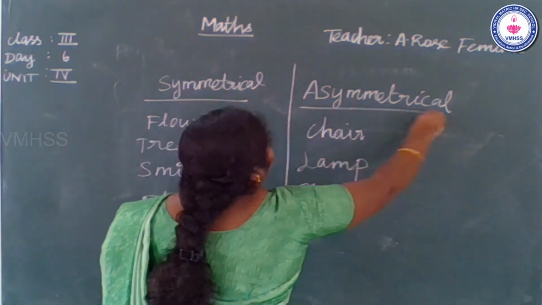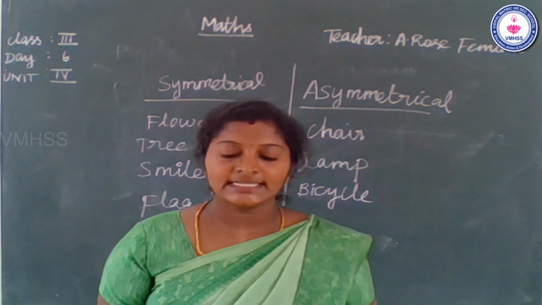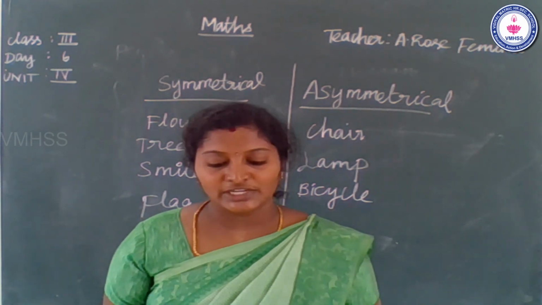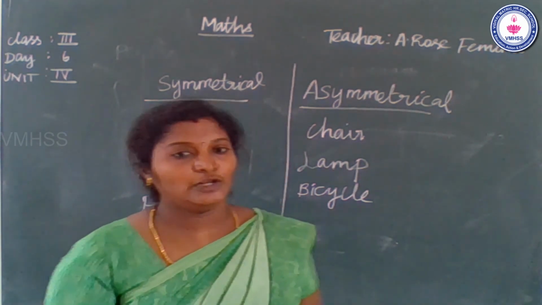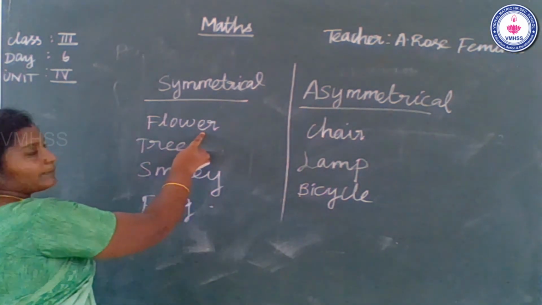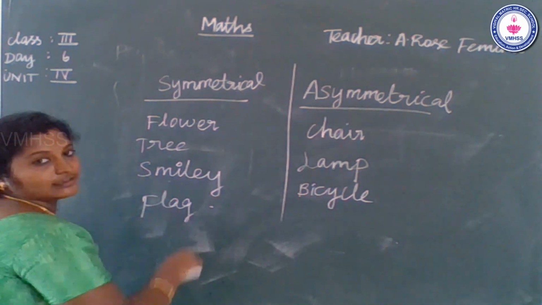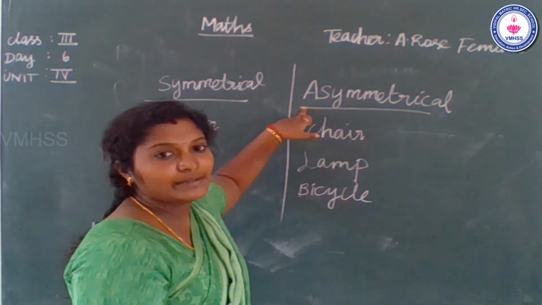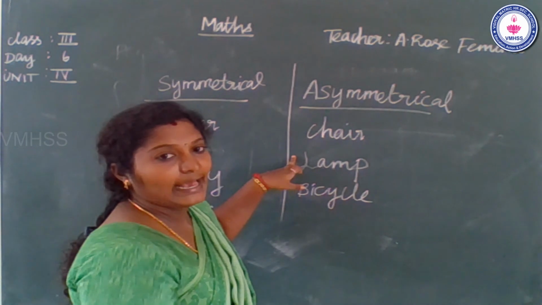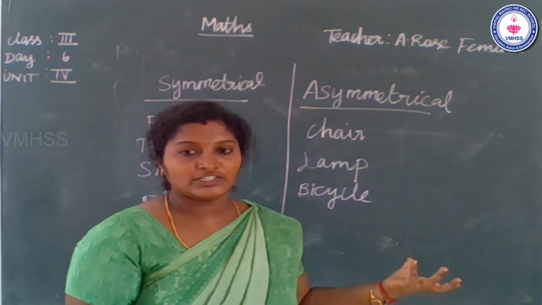Okay. So what is the question? Classify the objects as symmetrical or asymmetrical in the table below. Okay, so symmetrical: flower, tree, smiley and flag. Asymmetricals are chair, lamp and bicycle. So these are the asymmetrical pictures.